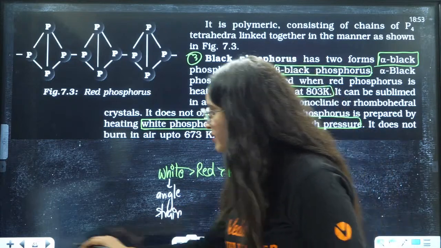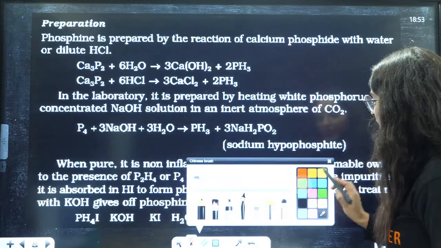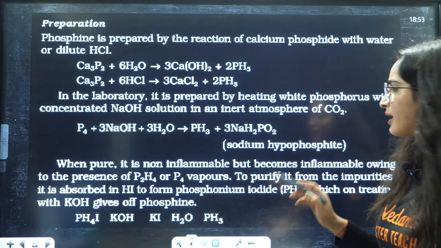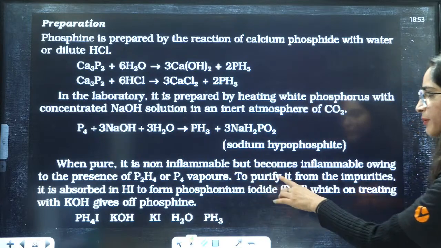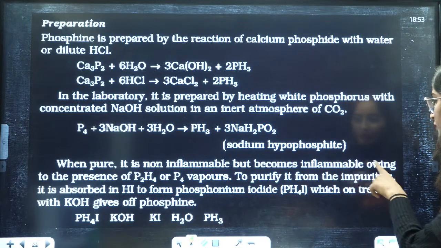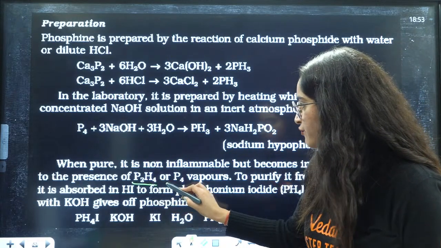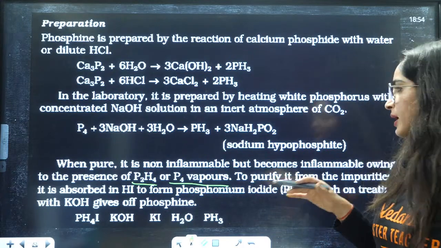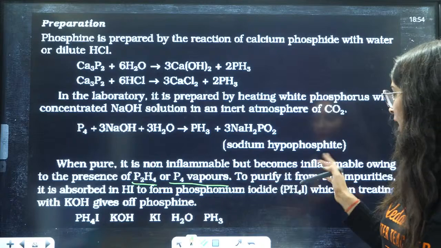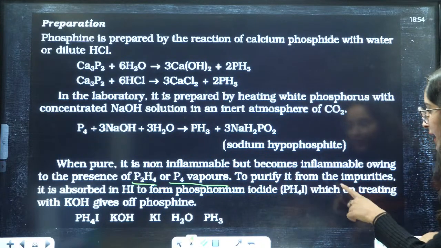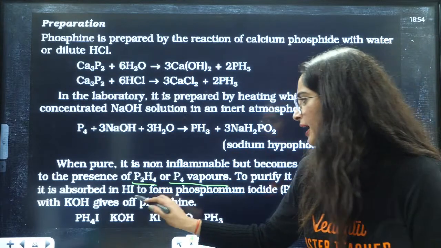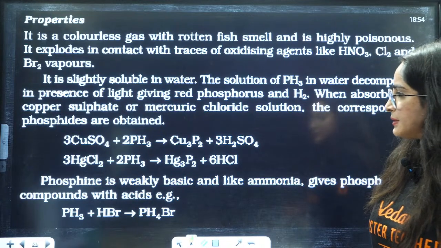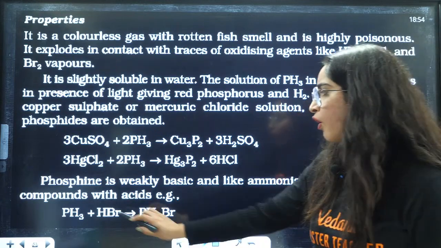Just remember a few points from this theory part. Preparation is again not important for you. You can just go through this once in the laboratory. It is prepared by this and that. When pure, it is non-flammable but becomes inflammable owing to the presence of P2H4 and P4 vapors. To purify it from impurities, it is absorbed in HI. This all is not important for you. Then you can remember the phosphine here.